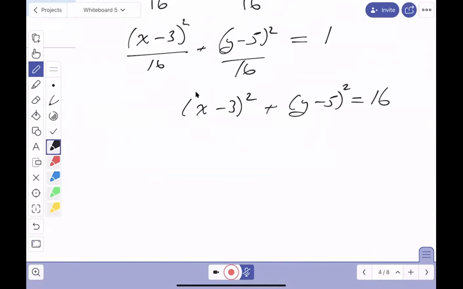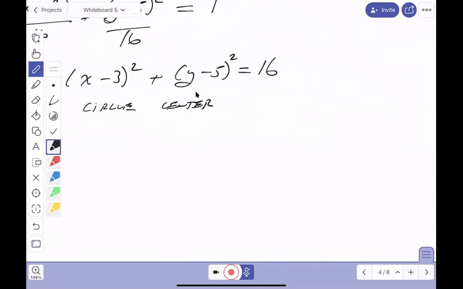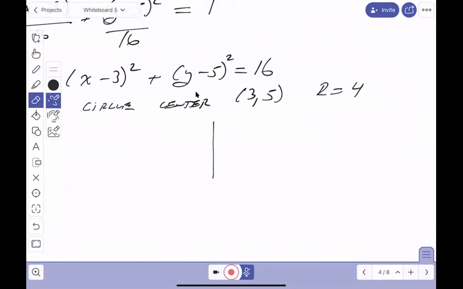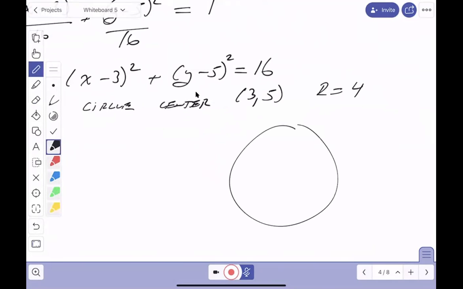What is this thing? An equation of a circle where the center, you learned about circles in Math 100. The center is (3, 5), and its radius is 4. I'm going to look at the better picture, but right now, let me just erase that. Right now, I just want to draw a circle. That's all I'm going to do. I'll look at the better picture later.